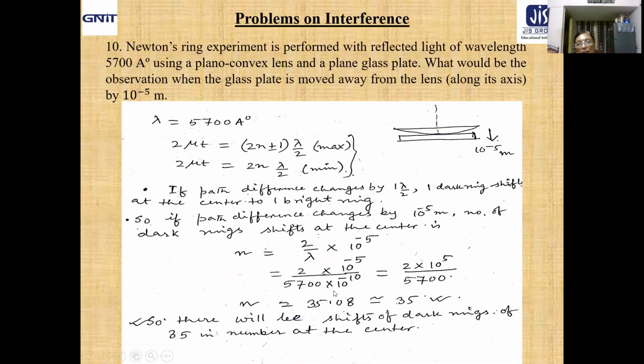In this case, we are not considering it to be 36 because it is 35 point something, not the next one shifted. The whole number you have to consider. How many shifted? That is 35 shifted.